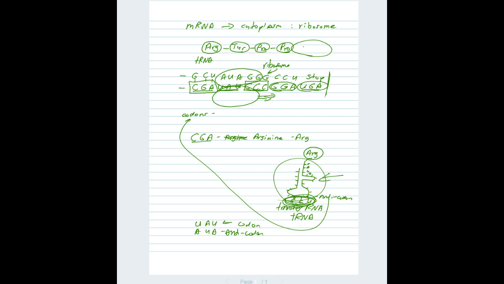Proline's the last one. So now this amino acid chain, which is called a polypeptide, releases from the ribosome and goes through a set of steps called folding, and it becomes a protein. So I'll illustrate this on the board. It'll be so much easier when we do it on the board together. That's it.